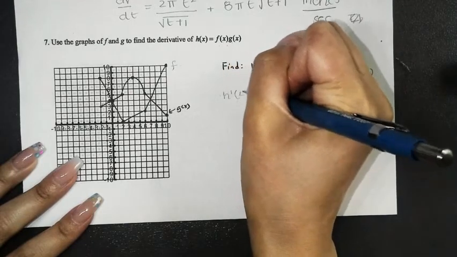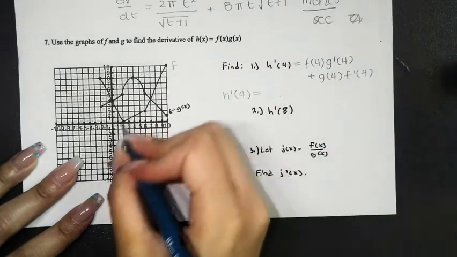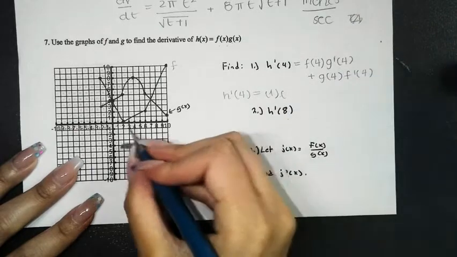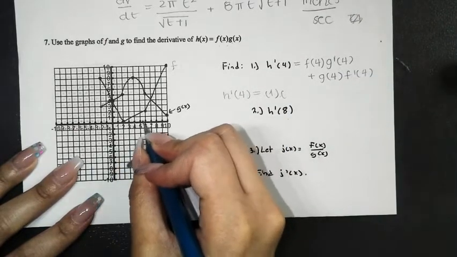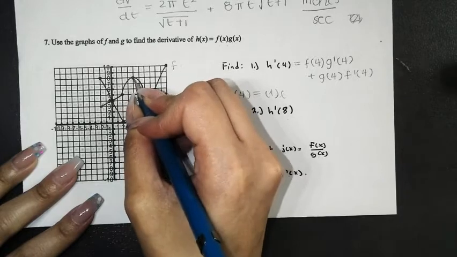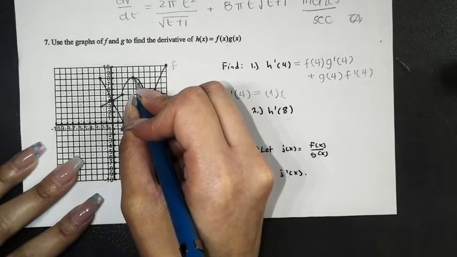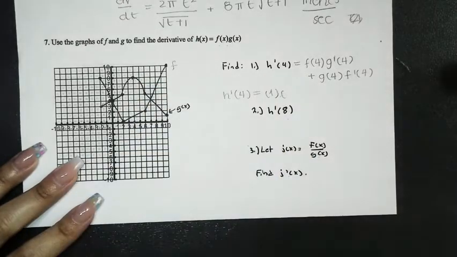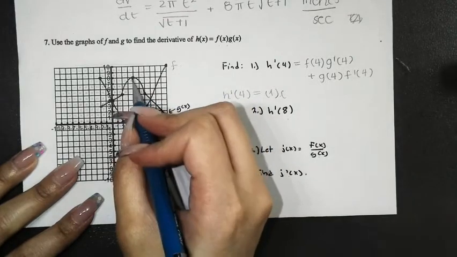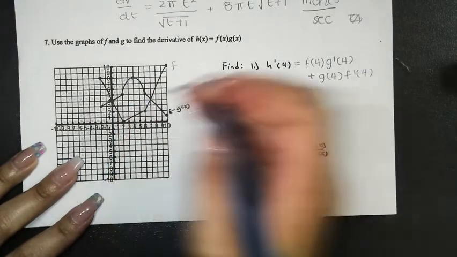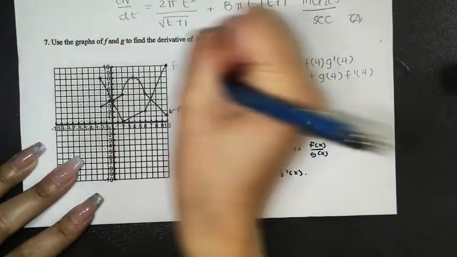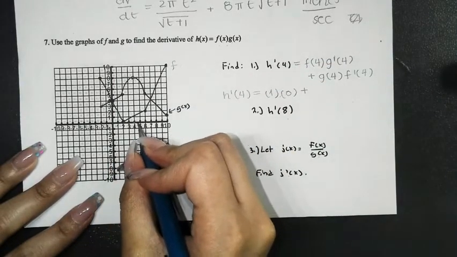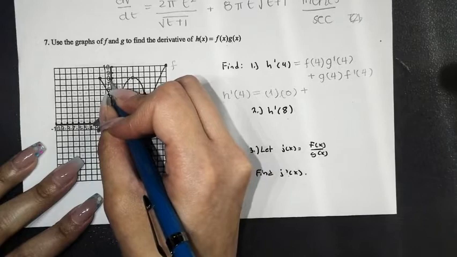So you know that h prime of 4 is going to be equal to f of 4, which is going to be 4, times g prime of 4. Okay, so g prime of 4, you know that it's here. What is the slope of g, or the slope of the tangent line of something that is here? You know that it's basically a flat line, so the slope is going to be 0. Okay, because your equation is here horizontal. Plus g of 4, g of 4 is going to be 1, 2, 3, 4, and g of 4 is going to be actually 8.